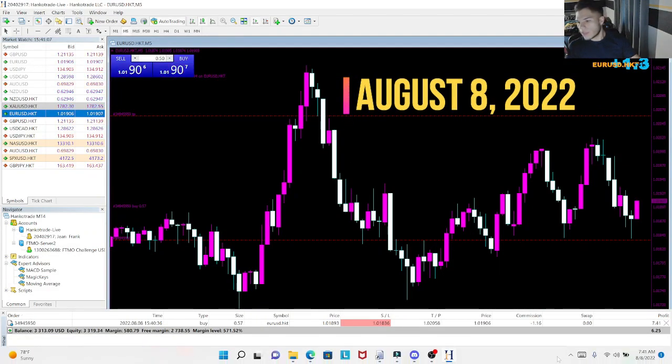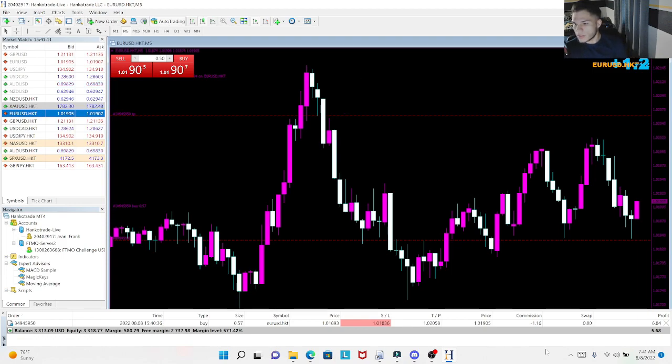Alright guys, I'm currently in a EUR/USD buy trade. I'm not gonna get into really how I got into it or why I decided to get in. I'll get into that after the trade, but for now let's just see how this goes.